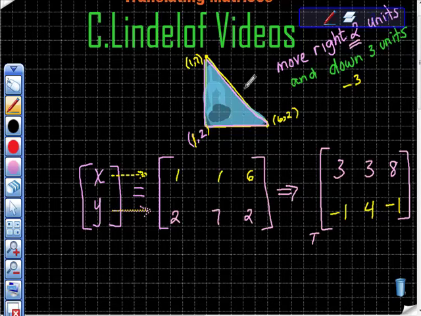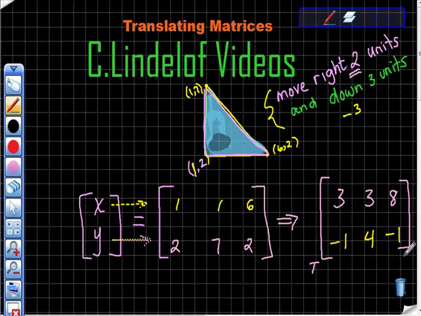Now, if you could replot this, you could actually pick this triangle up and move it. But in cases in Algebra 2 and sometimes in Pre-Cal, instead of actually showing the movement, you have to show the matrix that creates that movement. So there's that matrix. I hope this is helpful.